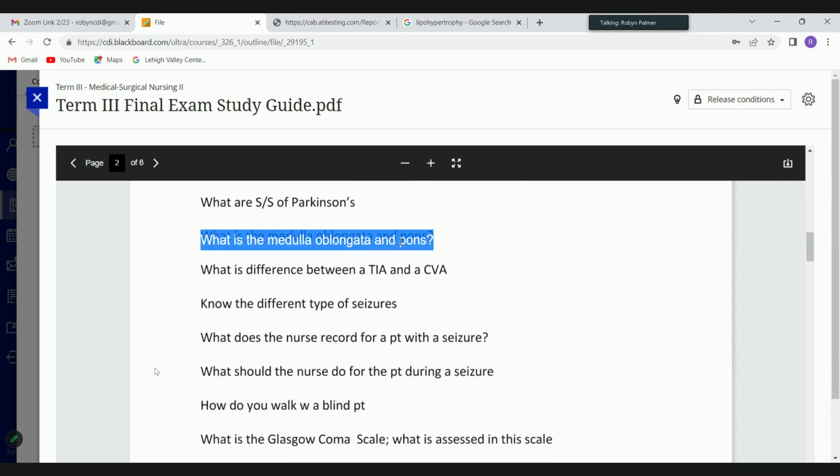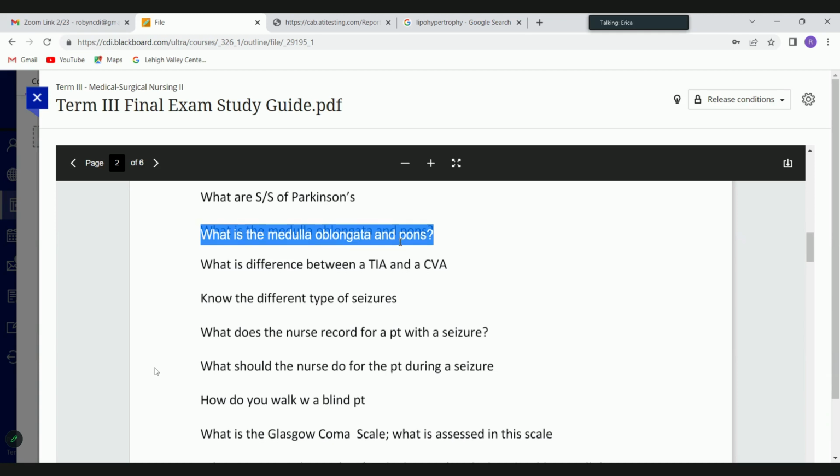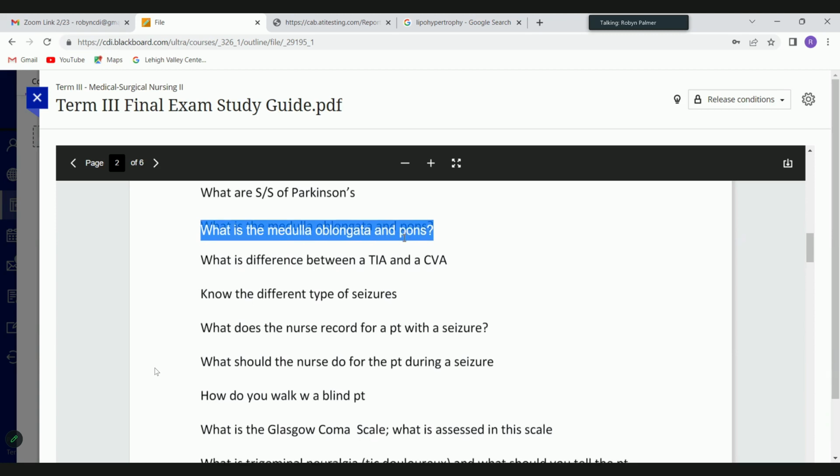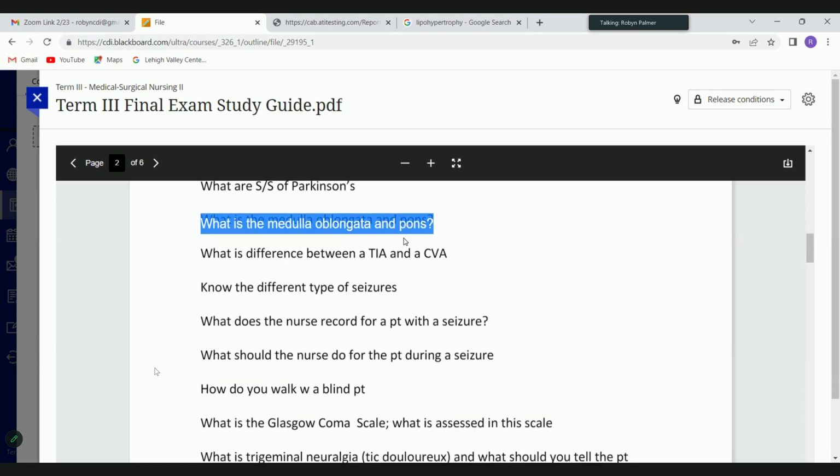What's the medulla oblongata? Where's that located and what's the pons? It's distal of the brain, and it's responsible for breathing, coughing, blood pressure, heartbeat, and the pons connects the medulla and the midbrain. Right, exactly. It's part of the brain and it does all that. And the pons is simply the connector.